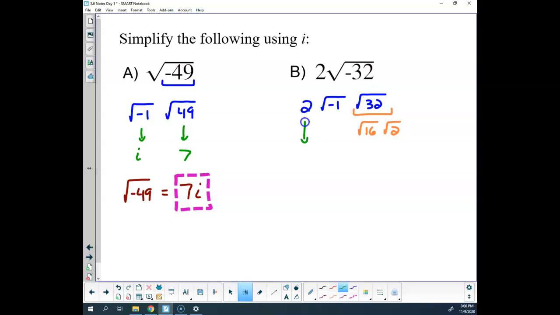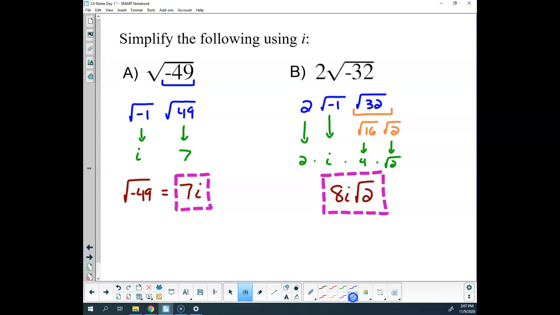So the 2 is going to stay the 2. The square root of negative 1 is going to become i. The square root of 16 is going to become 4, and the square root of 2 is just going to be the square root of 2. And all of those are going to be multiplied together to give me, in the end, 8i times the square root of 2. And that is the simplified version of 2 times the square root of negative 32.